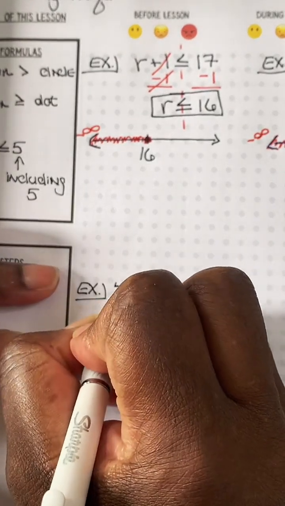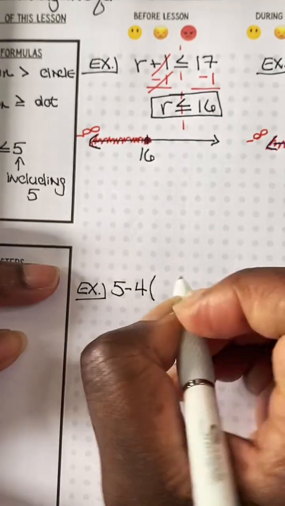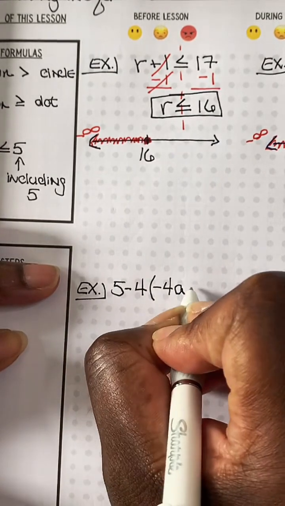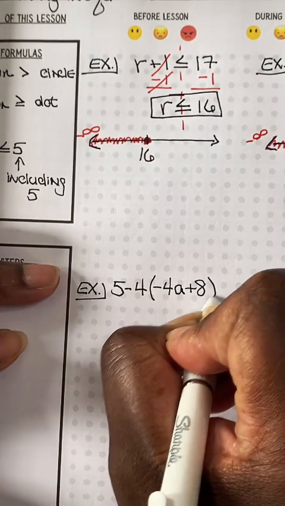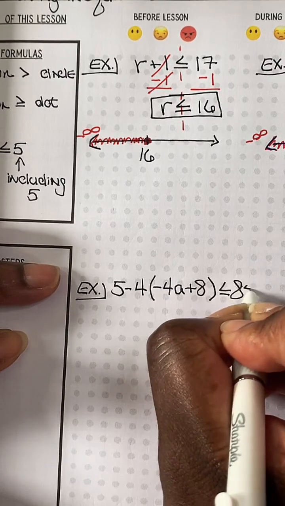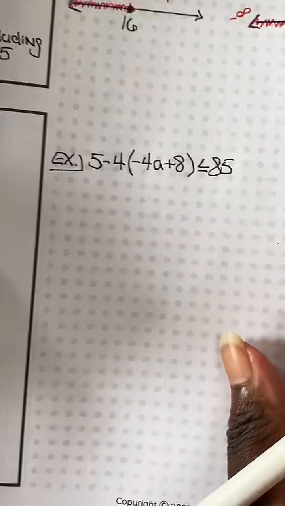So we have 5 minus 4 times negative 4a plus 8, less than or equal to 85. Okay, that's where she's going to stop.